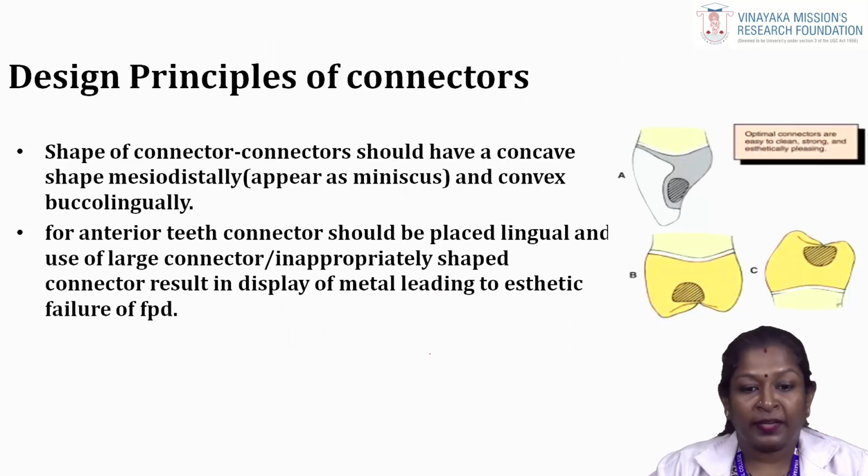Coming to the shape, the connector should have a concave shape mesiodistally, and it should appear like a meniscus, like the bottom of a test tube, where it will have a gradual transition, and it should be convex buccolingually. For anterior teeth, the connector should be placed lingually, and use of a large connector or inappropriately shaped connector results in display of metal, leading to aesthetic failure of the fixed partial denture.